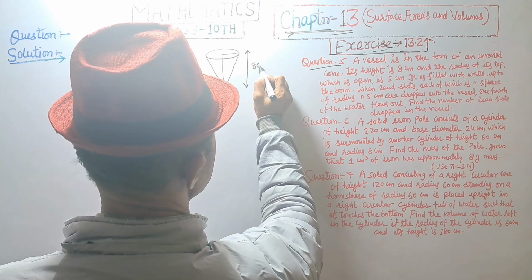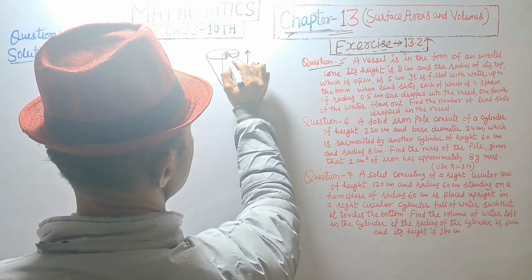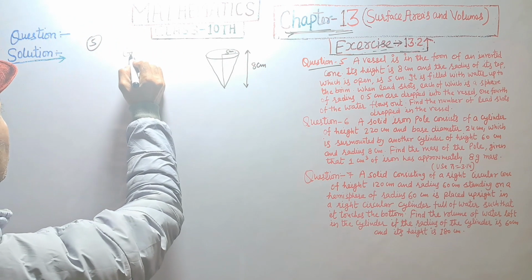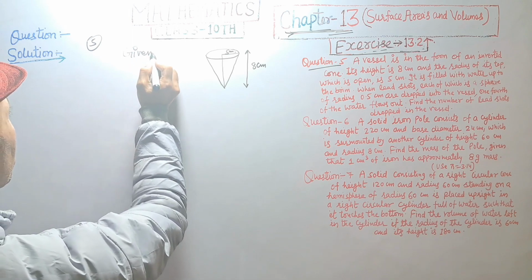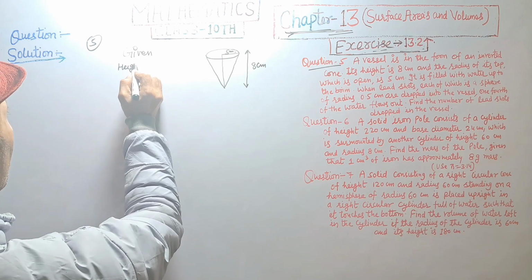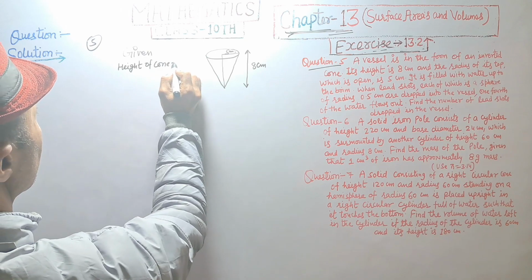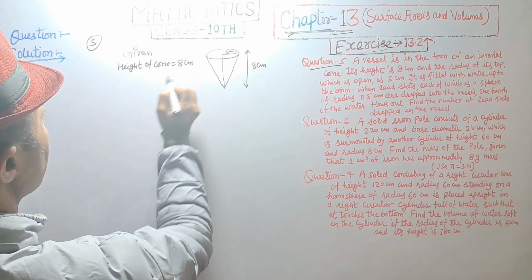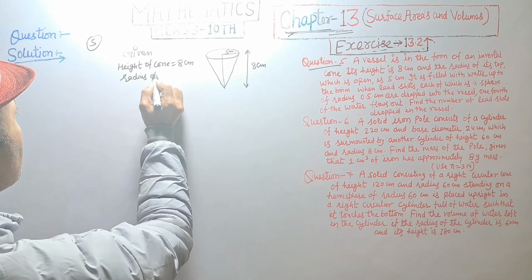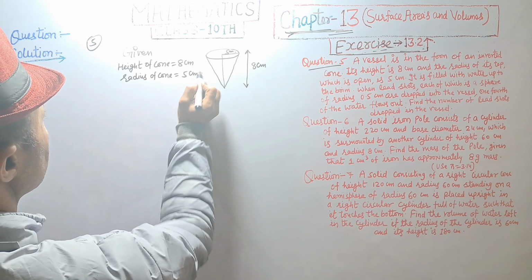Height is 8 centimeter and radius is 5 centimeter. Given: height of cone is equal to 8 centimeter. Radius of cone is equal to 5 centimeter.